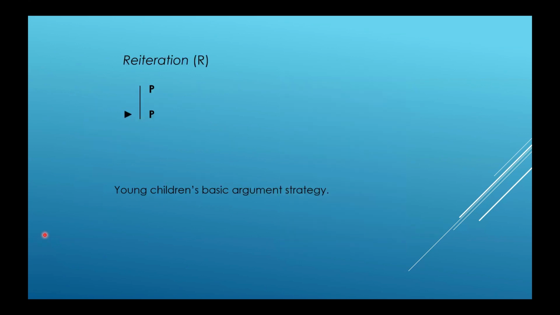So we'll start with the rule reiteration. Let me just say something about what this means here. So this defines the inference rule. It says that if you have this on previous lines of a derivation, then this little wedge arrow thing here tells you what inference the rule allows you to draw. So if you have P, any sentence of SLP, on a previous line of the derivation, then you can infer P. This is the basic argument strategy that young children use.